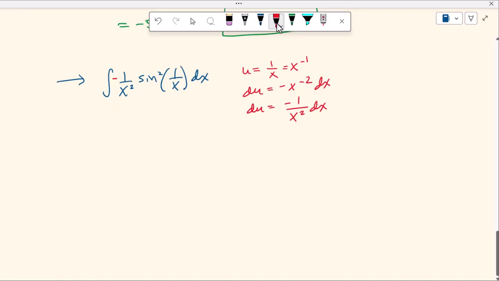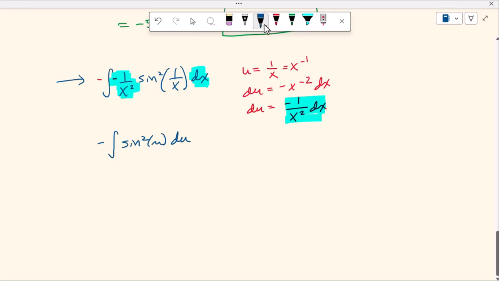So that's where I'm going to go through and do my compensation. I'm going to multiply by negative on the inside to create this du right here. But I also have to multiply by a negative on the outside because negative times a negative is a positive, and that doesn't change the overall balance of the equation. So all of this becomes my du now. So when I rewrite this, I end up with negative integral sine squared of u, and then negative 1 over x squared dx becomes my du.